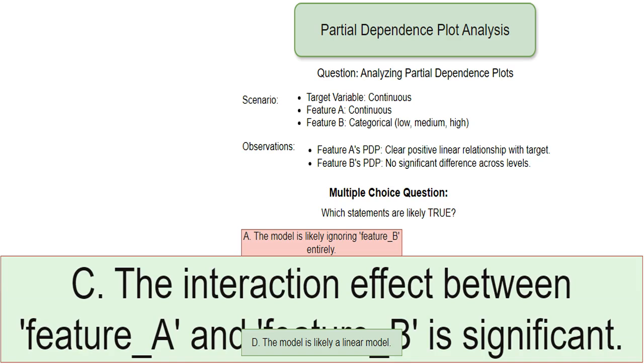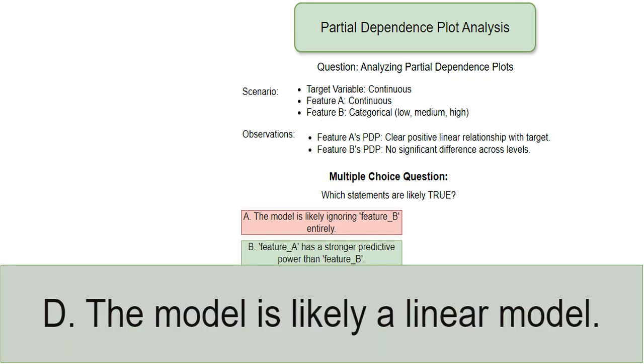This is possible, but the flat PDP for feature_B alone doesn't confirm it. We would need further analysis to verify the existence of a significant interaction effect. The linear relationship in feature_A's PDP hints at a linear model, but it's not definitive proof. Other models can also exhibit linear relationships in their marginal effects as shown by PDPs.